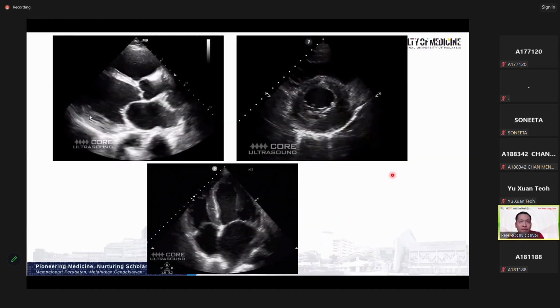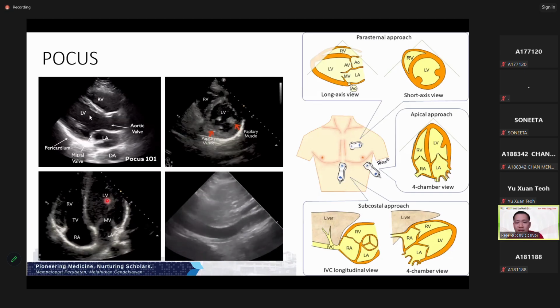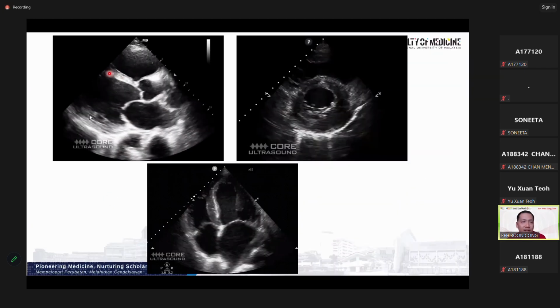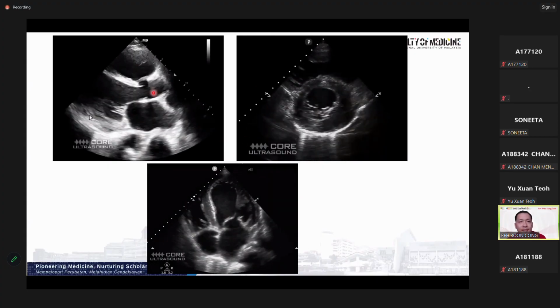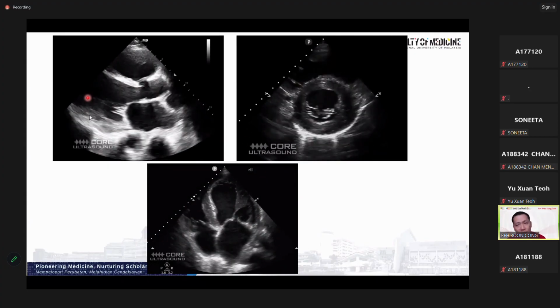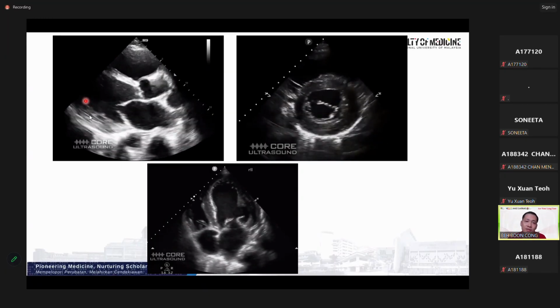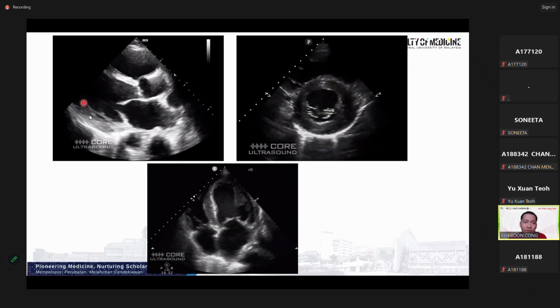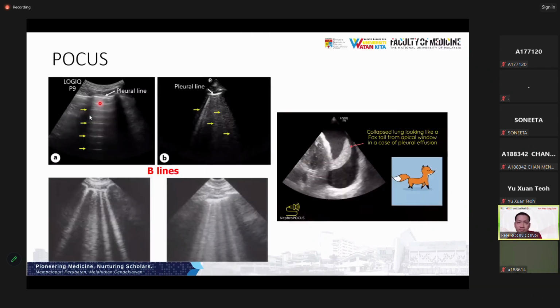If you look at this, just now you looked back at the previous echo, this is a normal LV with normal function. But when you look at this, the heart is barely moving. So this is cardiomyopathy, which can be ischemic or non-ischemic. This is one of the clues, and this ejection fraction is less than 40%.